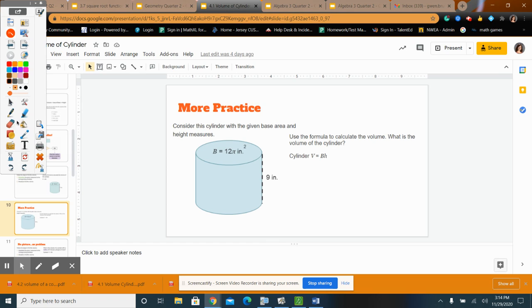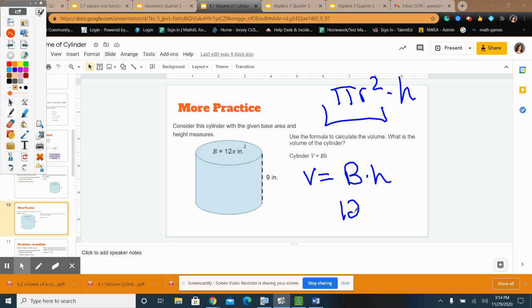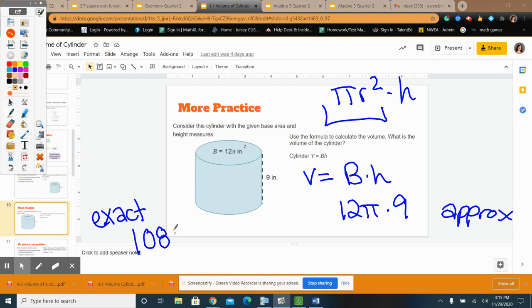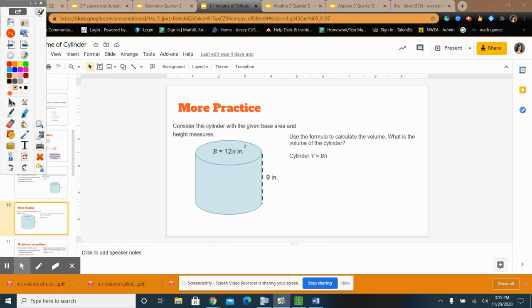Let's try this one. This time they're telling me that big B is 12 pi. That's that pi r squared. So if it's big B times h, or if it's pi r squared times h, this part is the 12 pi. The height is 9. So again, if you have an exact, you'll leave the pi. And if you have an approximate, we'll type it in our calculator. So 12 times 9, that's 108 pi inches cubed for volume. Or you can take 108 times 3.14 in your calculator and get 339.12 inches cubed. Not too bad.